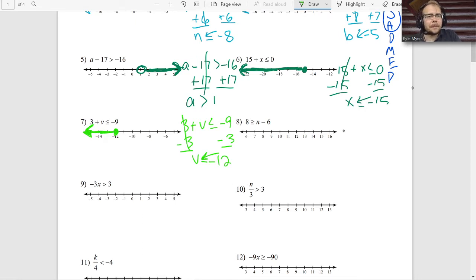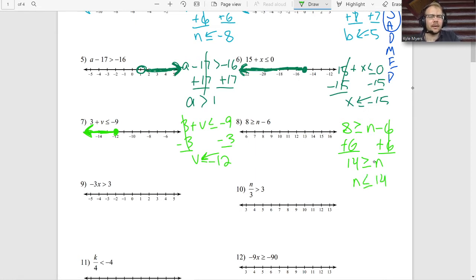All right, so then I have 8 greater than or equal to n minus 6. What's the opposite of minusing 6? Adding 6. 8 plus 6 is 14. And it's flipped around. That didn't happen since back at number 1. So we're going to flip it around. Remember, if you flip the numbers, the letter and the number, you also want to flip the sign. Don't forget to flip the sign when you move it around.